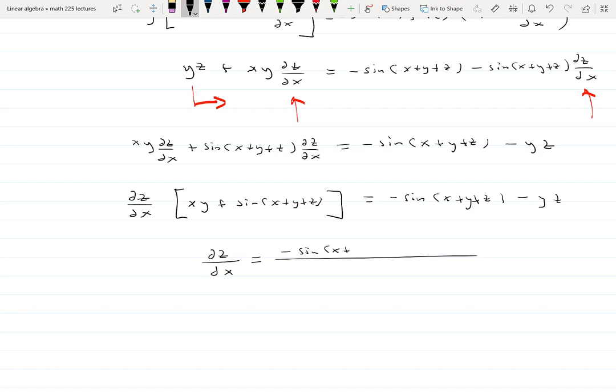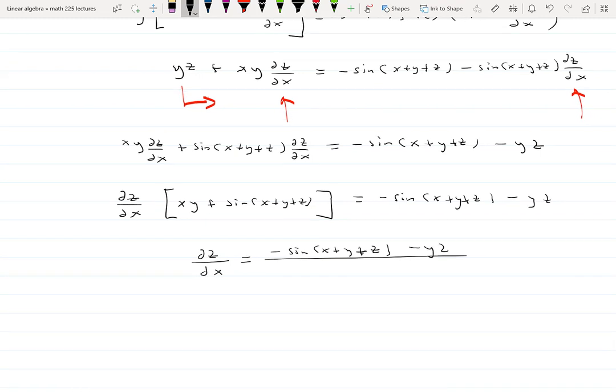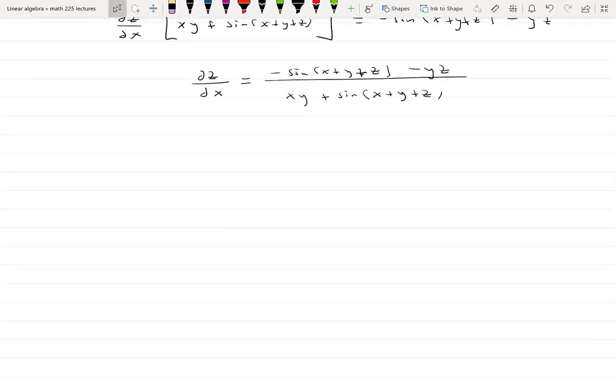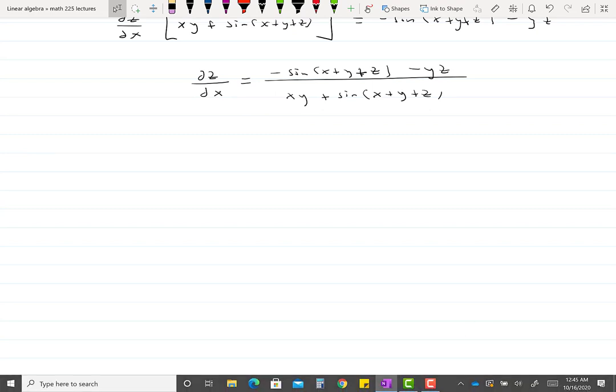So the concepts that we learned in Calc 1 follow us. Of course they do. Partial derivatives are just derivatives. We're taking the derivative with respect to one independent variable and holding the rest constant. All the rules we learned, product rule, quotient rule, chain rule, all still follow. Okay, so moving right along here.